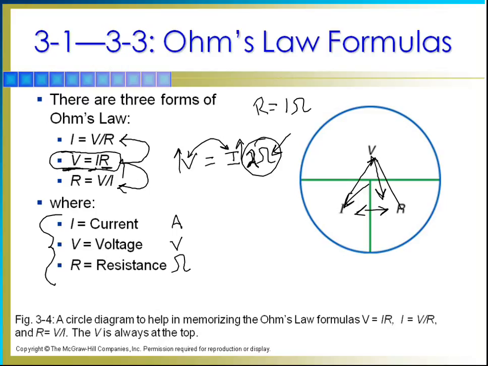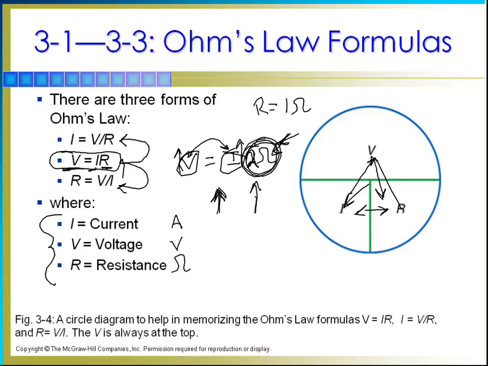If I make that 2 ohms, as your voltage goes up, your current will go up in greater proportion because, of course, you're multiplying it by 2. So the resistance will act as a scaling factor for the current, but voltage and current are directly proportional.